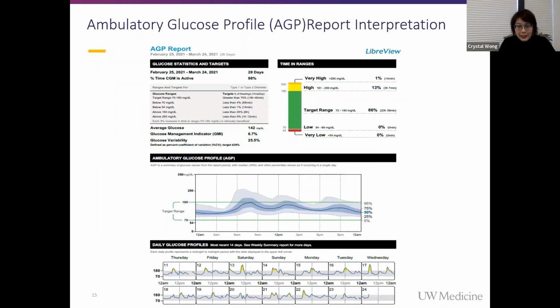All right. So this is an AGP report, or ambulatory glucose profile, and this is what is kind of synthesized from the data that your patient is uploading to the cloud. And we're going to go through all these quadrants and kind of chat through it, including that question, what is a GMI? Now, I only have a few minutes to do this.